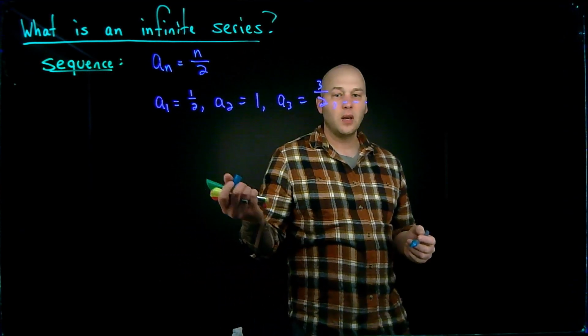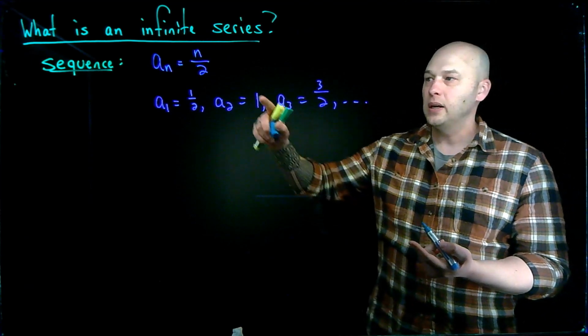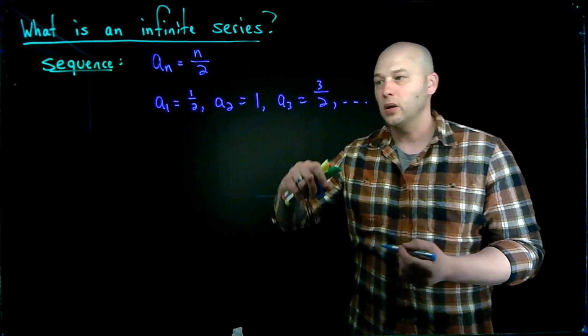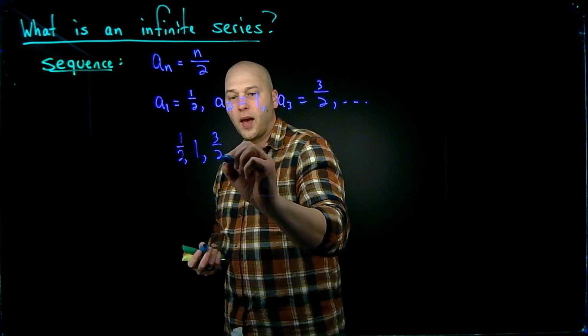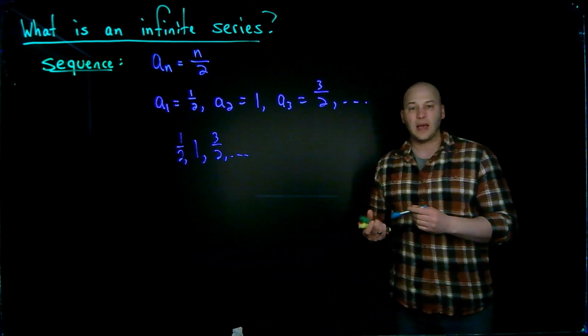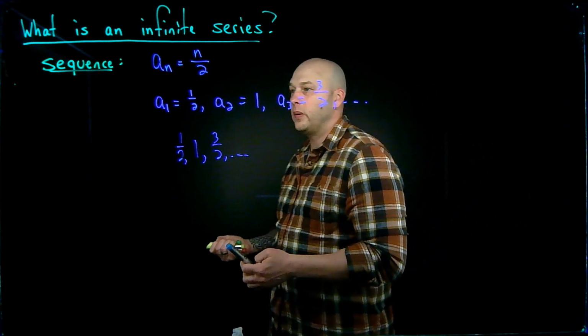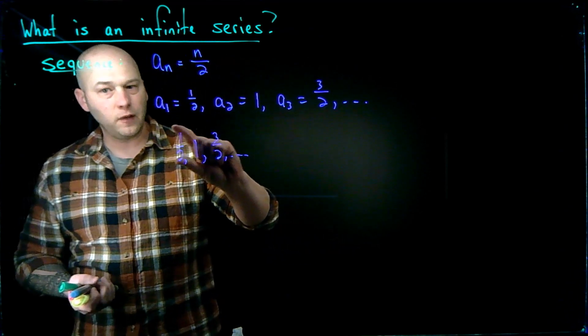So sometimes we use these two concepts interchangeably. The sequence is the expression, or the sequence is the list of numbers. So 1/2, 1, 3/2, etc. We don't combine the terms of the sequence, we just have them as a list. Now let's see, what would we mean by an infinite series? So this would be an infinite list of numbers.